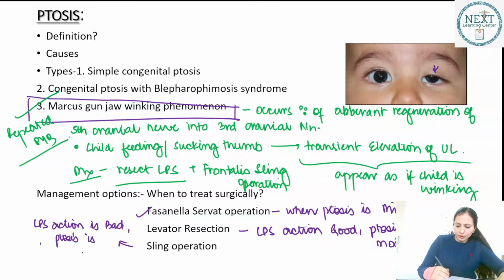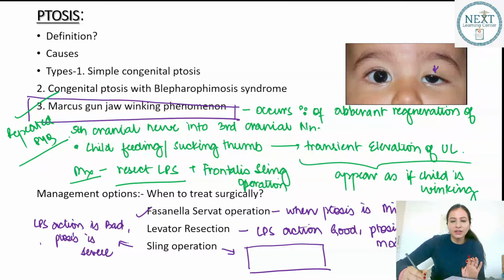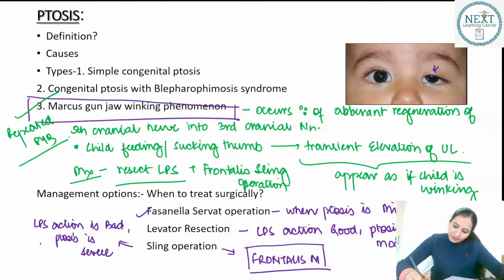In sling operation, you are basically elevating the eyelid by passing a sling from the frontalis muscle. So they can ask you in sling operation which muscle is helping in elevation. Now LPS is not helping, the frontalis muscle is helping in sling operation.